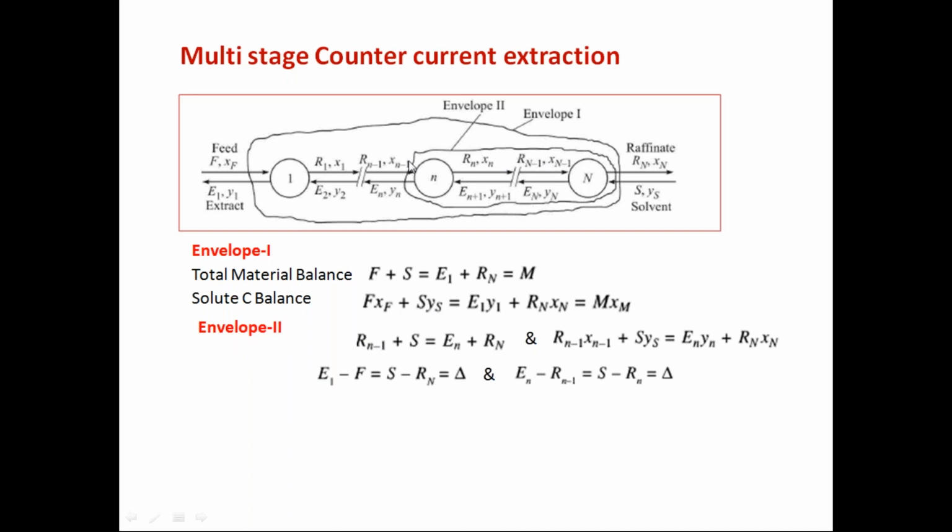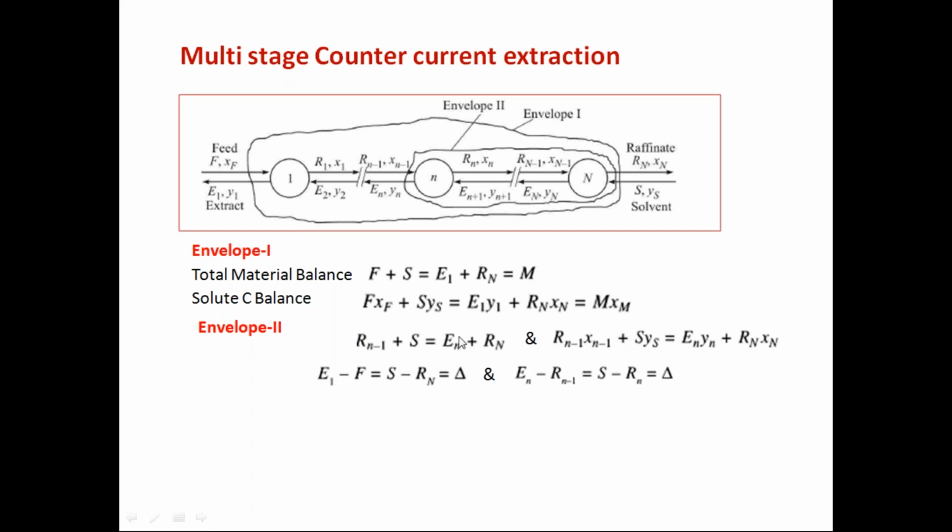And if you take this envelope, see in this envelope is somewhere the nth stage, small n, to the last stage. The last stage is capital N. So you can do again the same type of material balance here. So what is entering into this one is Rn minus 1 plus this side S. Then you get here En, then here Rn. So this is the equation you'll get. And this is the solute balance for envelope 2.